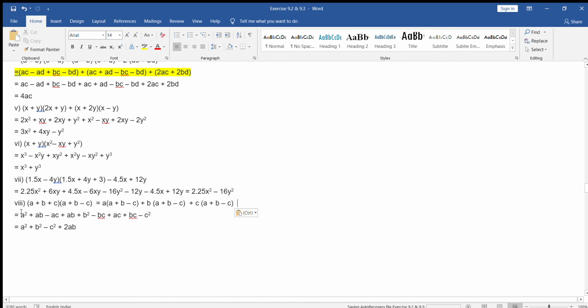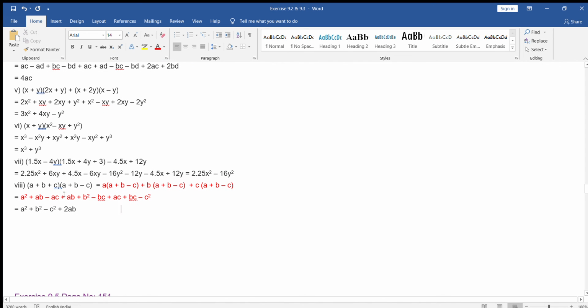Are you getting my point? Just see, here 3 terms and here also 3 terms. So first of all we will multiply this individual a with the whole term, then b with the whole term, then c with the whole term. You can write it individually also, or you can write it directly in this way. No problem is there. Or for your convenience, so that there is no mistake in your answer, you can write your answer in this way also. Now multiply it, a into a, a square, a into b, ab, a into minus c.